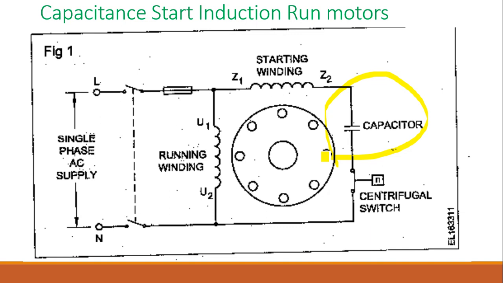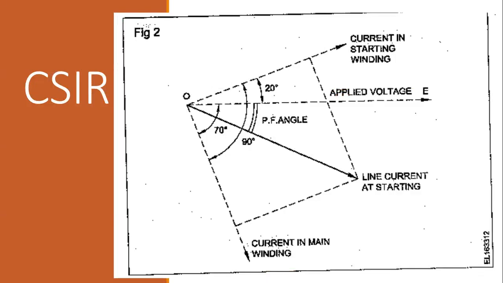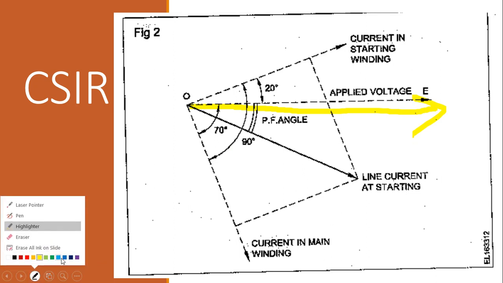It is taking leading current. That will be discussed in the next vector diagram. Here you will be able to see this is the applied voltage. Let us see applied voltage E. It is available like this. Now we will be seeing the main current. Let the current be changed.